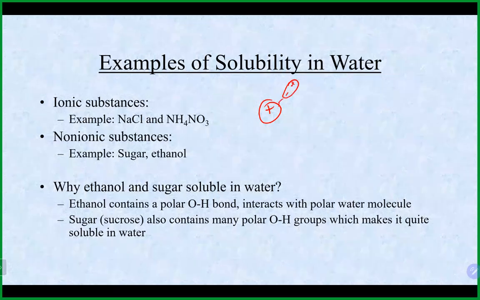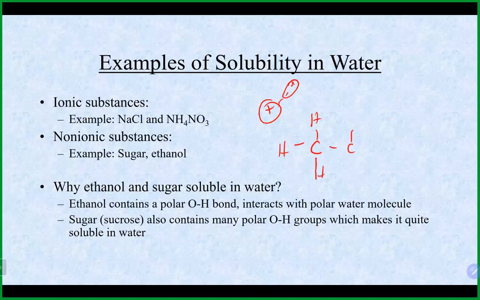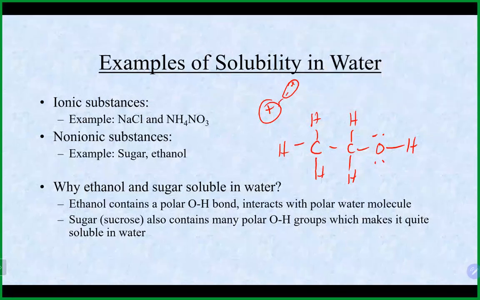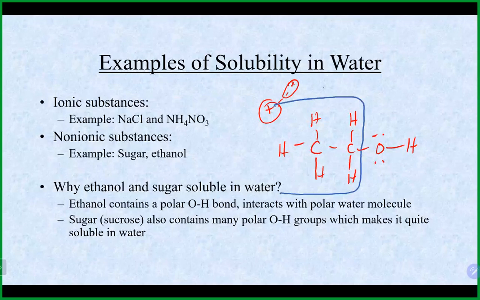And if we look at something like ethanol, which looks something like this. Ethanol, which is an organic compound, has two parts to it. There's a part of this molecule that is pretty much non-polar, which is this part of it. This is all non-polar. That is all carbon-carbon bonds and carbon-hydrogen bonds.